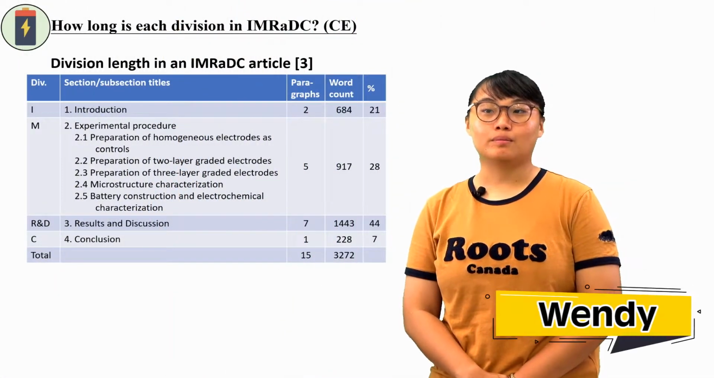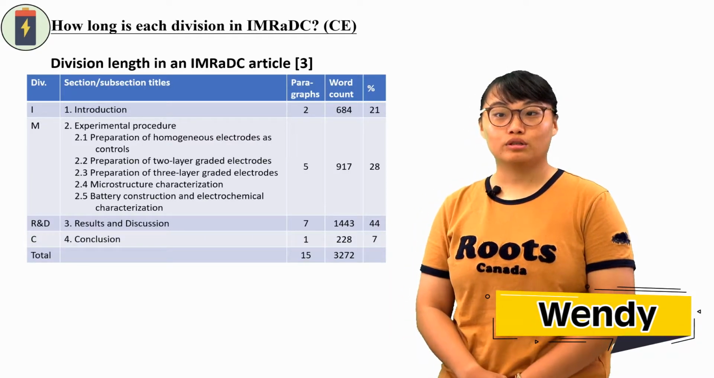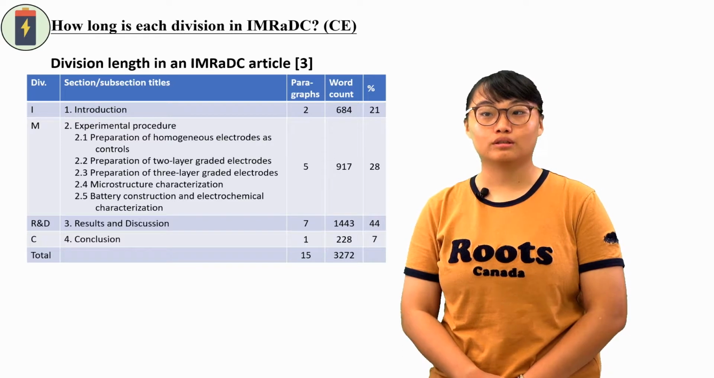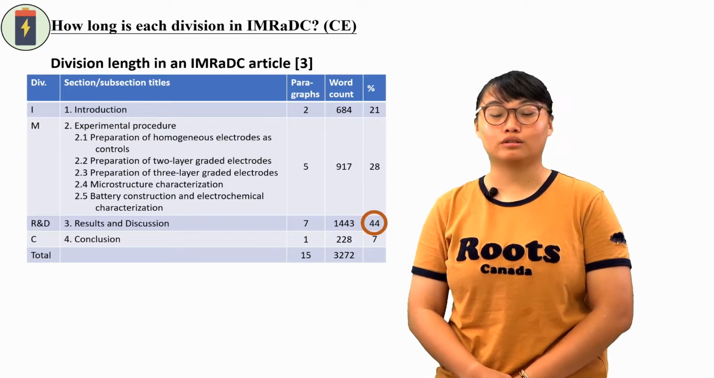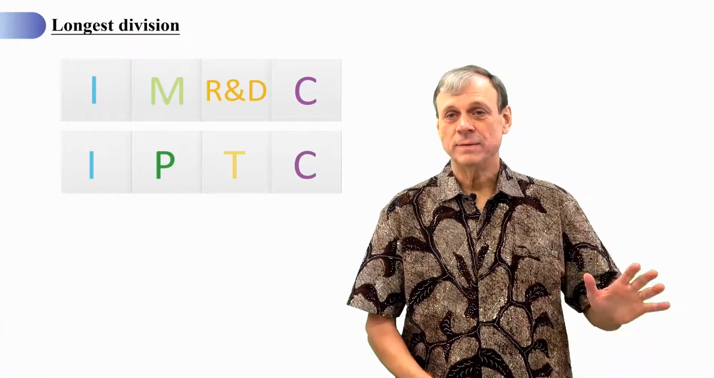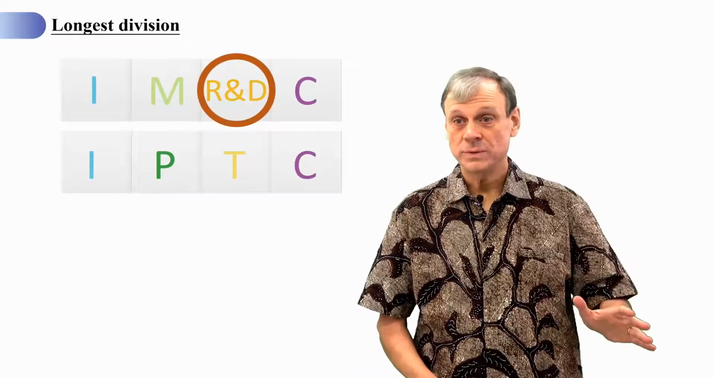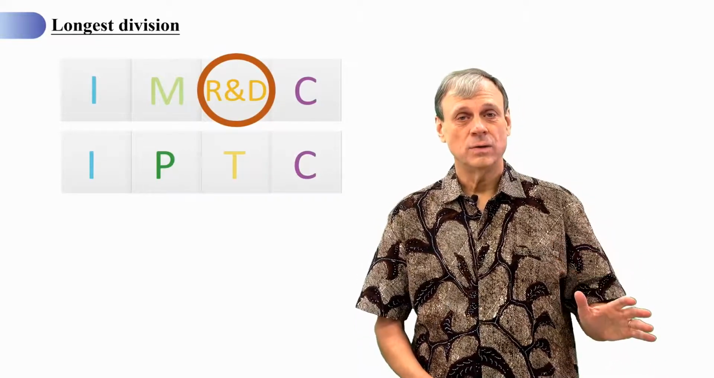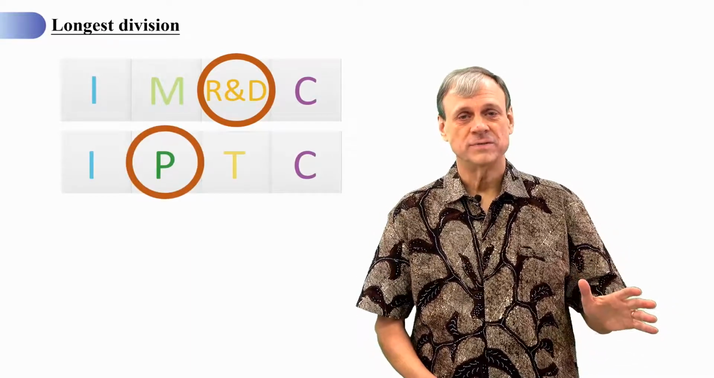Similarly, in the Model 5 IMRD format, the third division, results and discussion, is the longest. And almost half of the paper is in the results and discussion division. So in IMRD and modified IMRD, what we find is that the results or results and discussion sections are the longest, whereas in IPTC, it's the process division that's the longest.